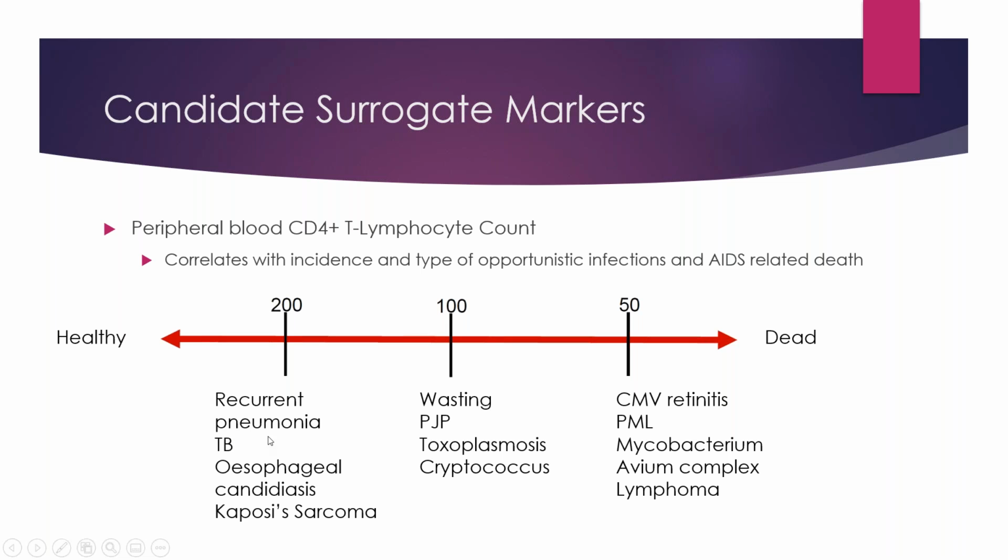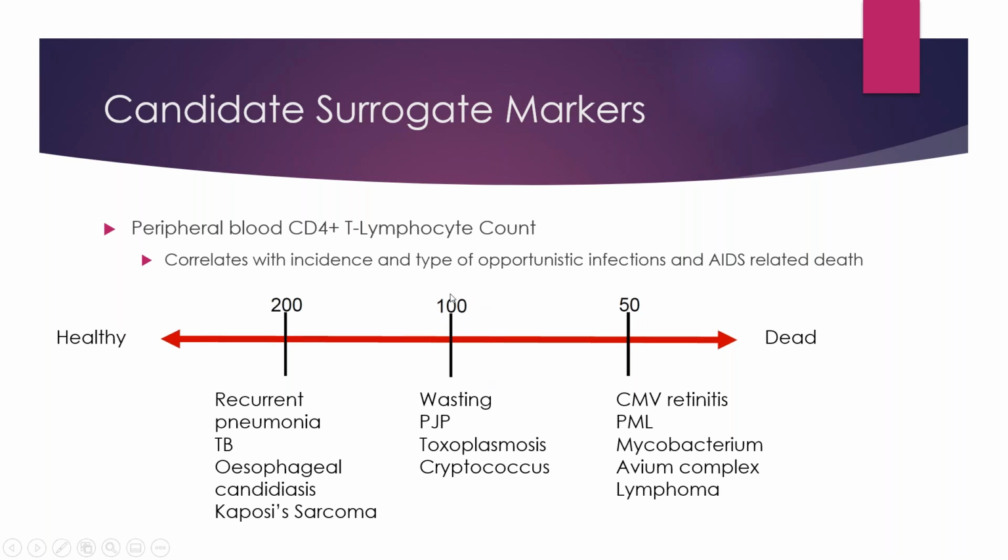And under these conditions, below that number, patients had often episodes of recurrent pneumonia with different organisms. They may acquire TB, they may express esophageal candidiasis. This is where yeast gets into the esophagus rather than just causing a skin rash or some mouth ulcers. And a cancer which is caused by a human herpesvirus type 8, Kaposi's sarcoma.